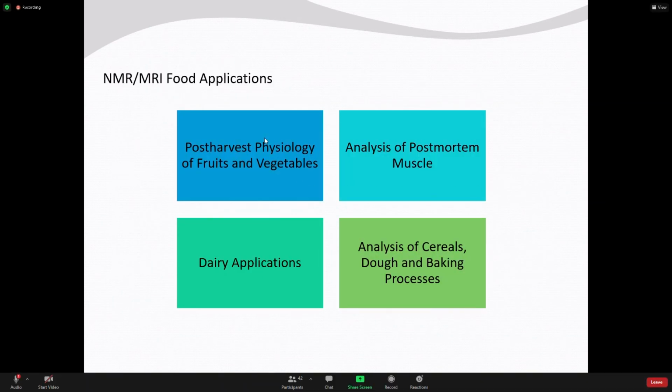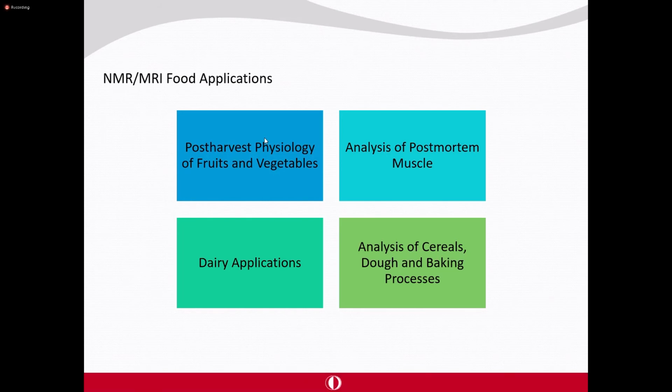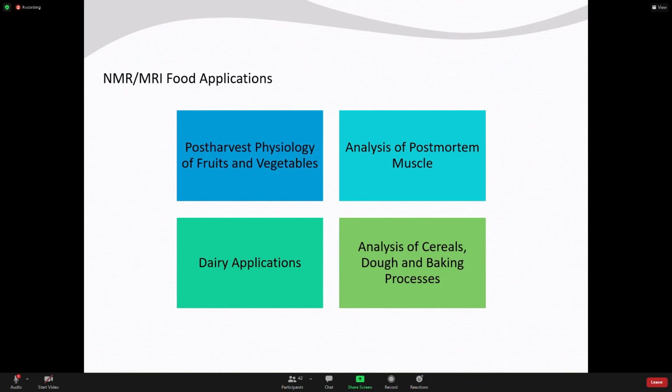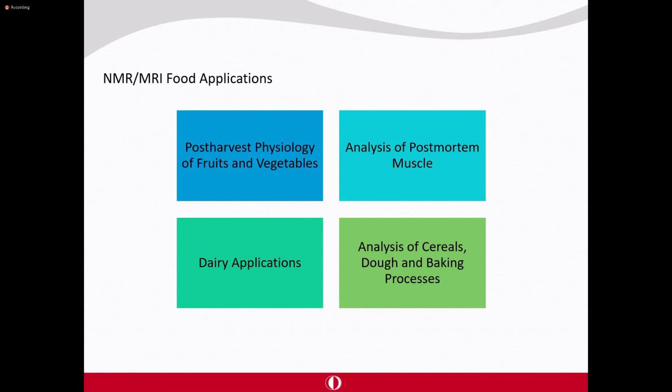Relaxation, which we did not talk about in detail yet, has many food applications. So what are these applications? It can be used in post-harvest to understand the behavior of different processing methods on fruits and vegetables, on meat tissue for the analysis of post-mortem muscle, for dairy applications, and for analysis of cereals like dough and baking processes.